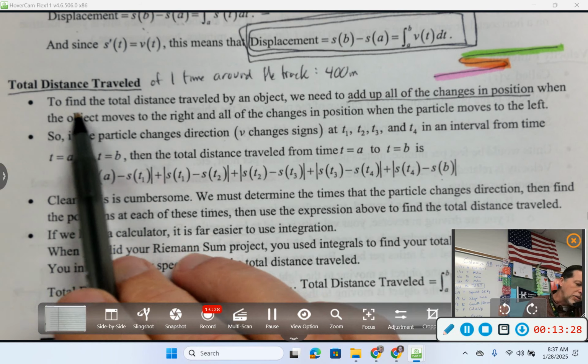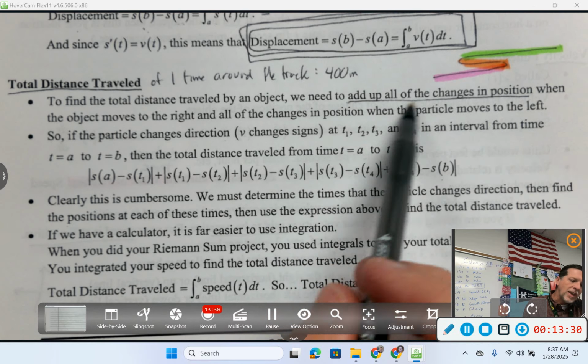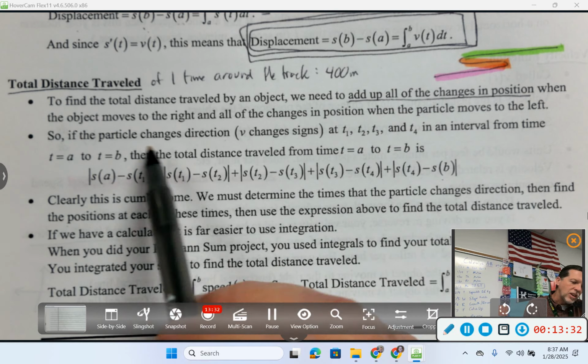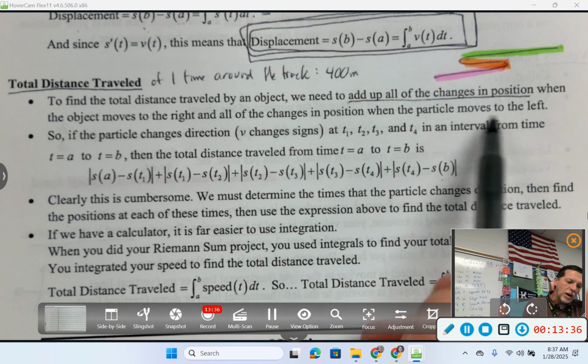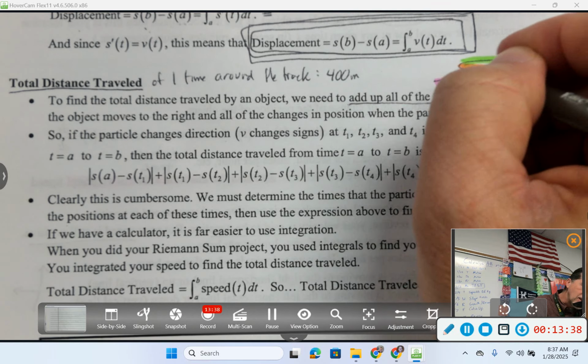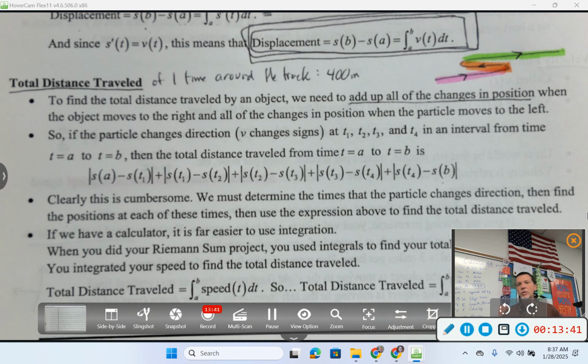Let's back up here. To find the total distance traveled by an object, you have to add up all the changes in position when the object moves to the right, and all the changes in position when the object moves to the left. So that's why we would draw out one of those motion diagrams to figure out when are we moving right, when are we moving left, and add up all the pieces.